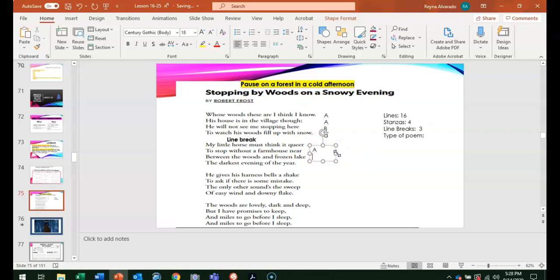What about line 5? Queer and near. Do they rhyme? Queer, near. Yes, so what letter would near be? A. Good job if you said A.